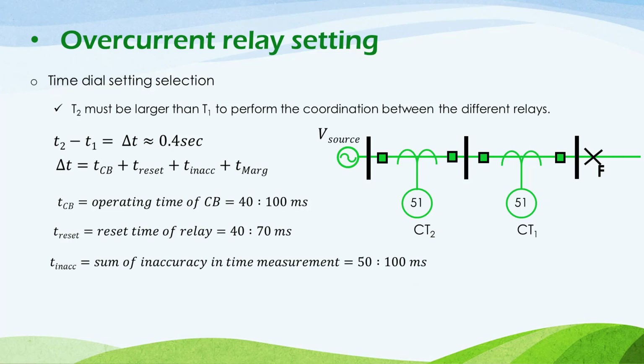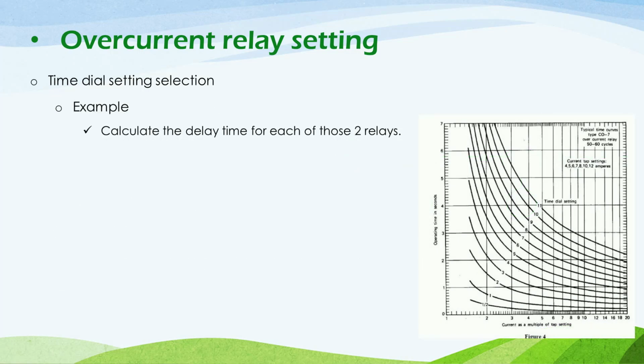And then T inaccuracy is the inaccuracy time, which is an additional time that we add as a safety factor, as there may be an error in the calculated time, or the calculated time may be inaccurate. So we need to add another time as compensation for any inaccuracy in the calculated time, and it's about 50 to 100 milliseconds. And the last time we have is the safety margin, which we add as a safety for any unpredictable error in the system. Very good. Now we are ready to calculate the second relay delay time.